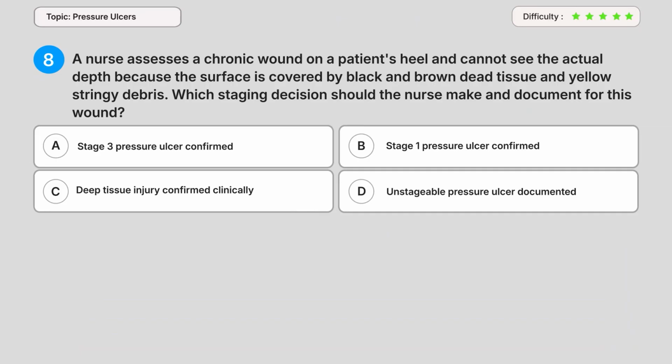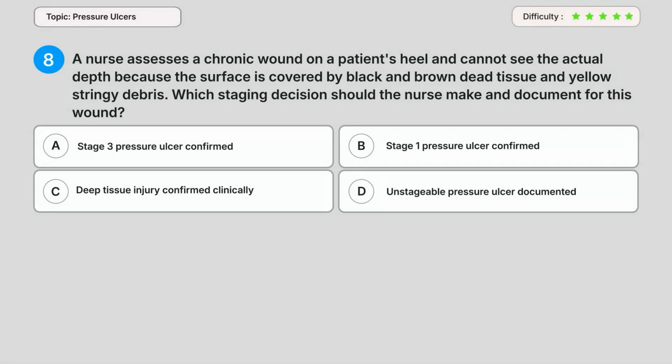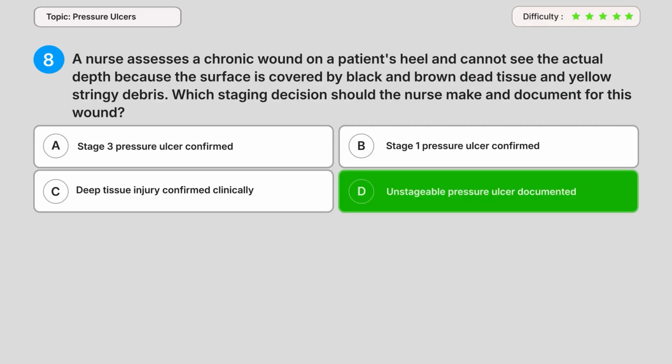A. Stage 3. Pressure ulcer confirmed. B. Stage 1. Pressure ulcer confirmed. C. Deep tissue injury confirmed clinically. D. Unstageable pressure ulcer documented. What do you think is the answer? Correct answer. D. Unstageable pressure ulcer documented.